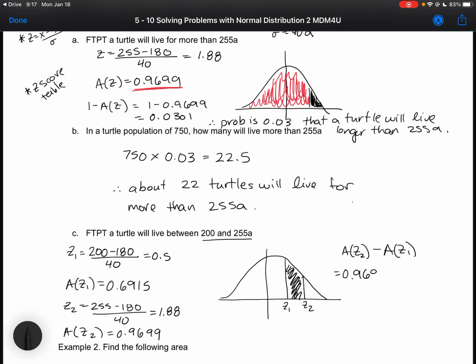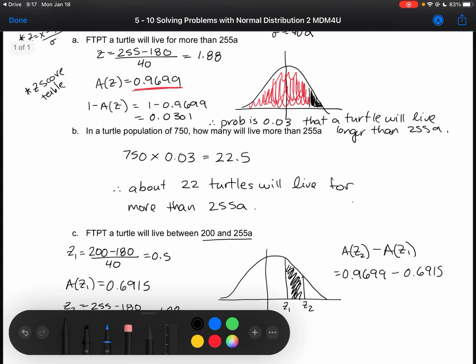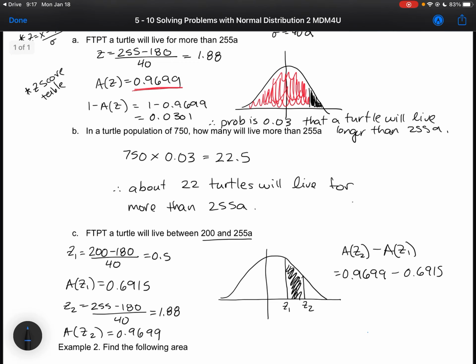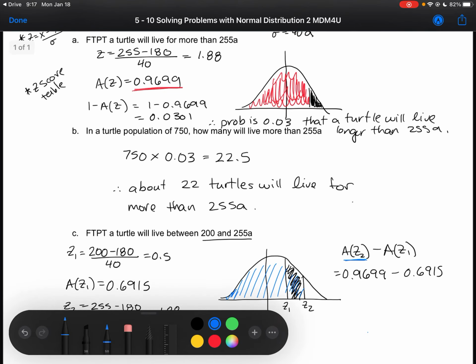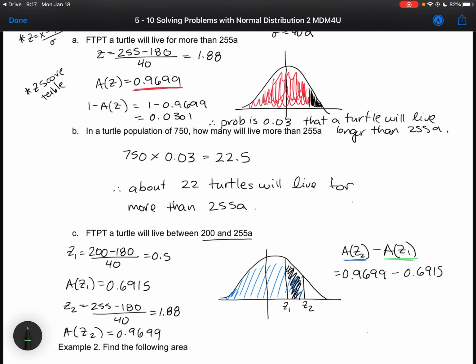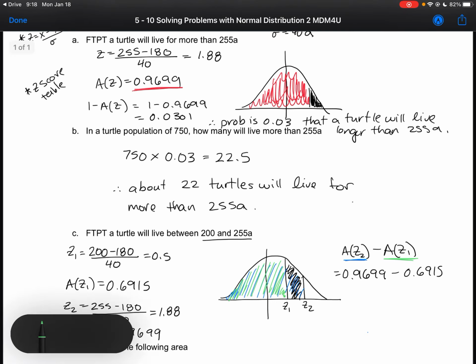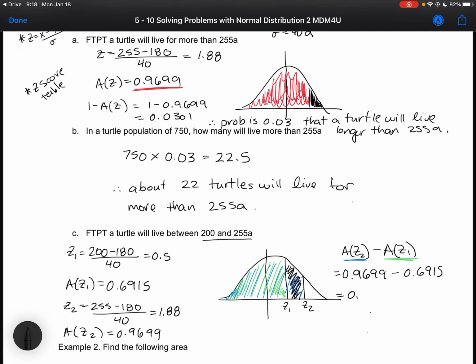So I've got 0.9699, take away 0.6915. And if I use my colors to show you what I'm doing here, my area under the curve from Z2 goes all the way from this side all the way up to where my Z2 line is. My Z1, which I'll do in green, goes from here all the way up to where Z1 is. So taking the area that I've shaded in blue, subtracting the area that I've shaded in green, gives me the original area that I want, which is that portion that I've shaded in black. So I'm going to get 0.2784.